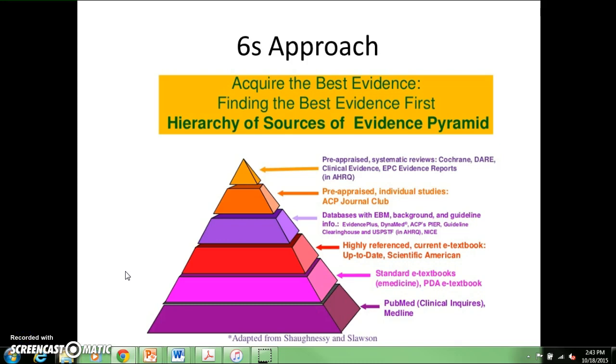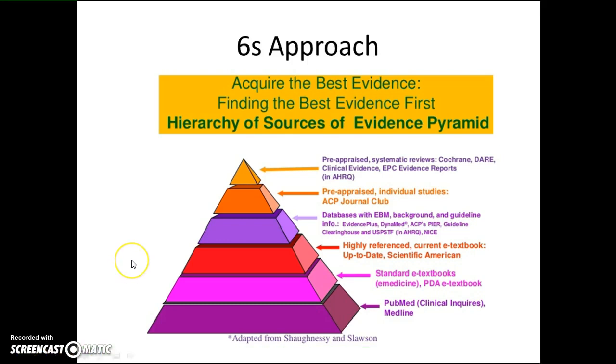So we've talked about the levels of evidence, and then this next slide represents what's called the 6S approach to a search strategy. And so there's studies, synopsis of studies, synthesis, summaries, and then systems, right? And so those are the 6 S's. And so what is it?